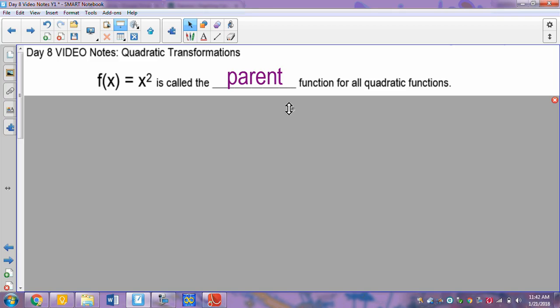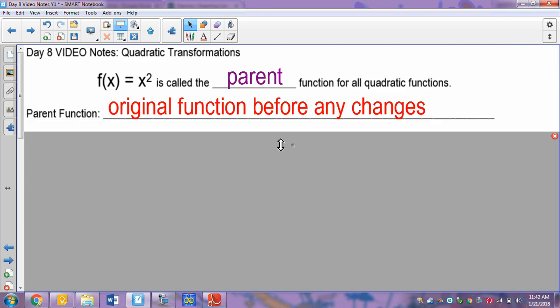Okay, so the first thing we have to start by knowing when we do this is that the parent function or the original function is f of x, which we know is the same thing as y equals x squared. So that's going to be our parent function. That's going to be what we're always going to compare our new function to talk about how it changed. Okay, so again, I've defined for you the parent function. It's the original function before any changes.